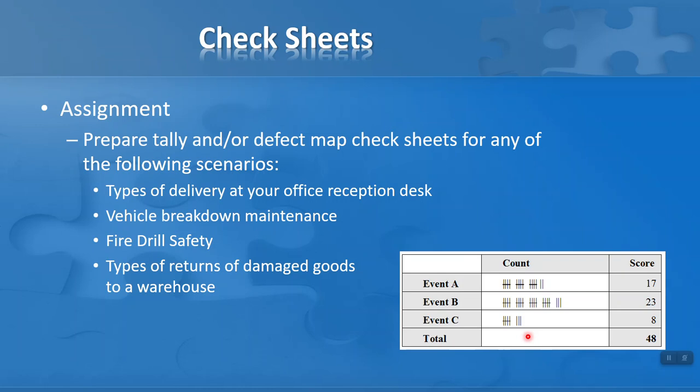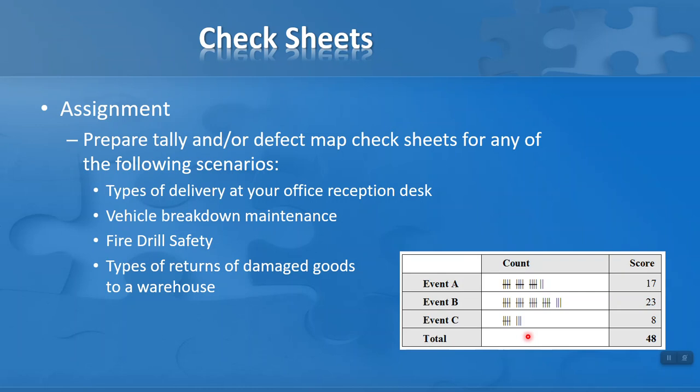Or what about a vehicle breakdown maintenance check sheet? You can imagine fairly elaborate ones of these in a breakdown service. What about fire safety drill? We're all familiar with this in our offices and businesses. Draw up a safety check sheet for when you run a fire drill. Or the types of returns of damaged goods to a warehouse. Get a check sheet to record that. So that's how check sheets might be used. You can think up many of your own scenarios where you might find one of these useful.